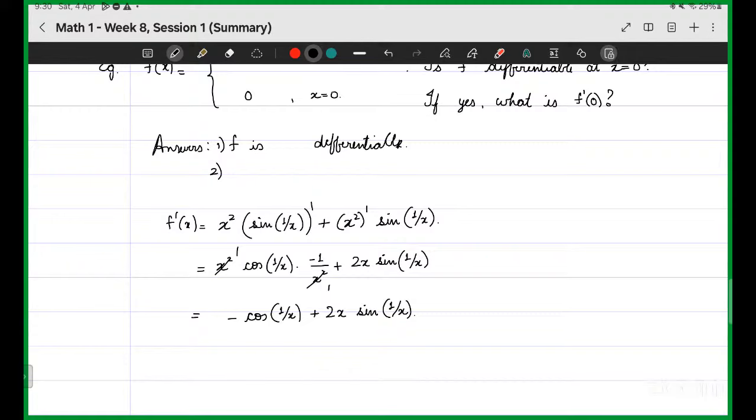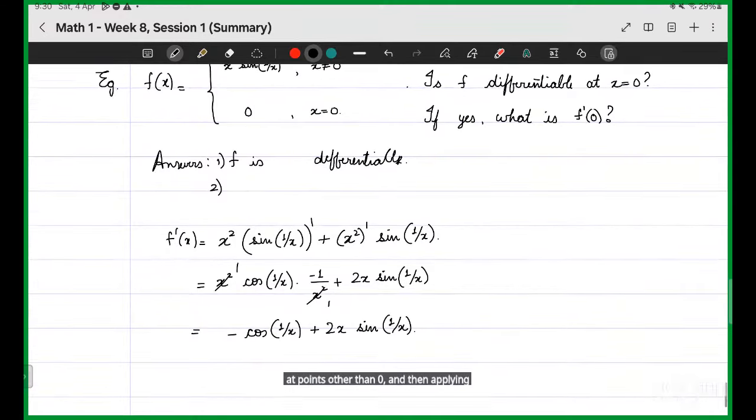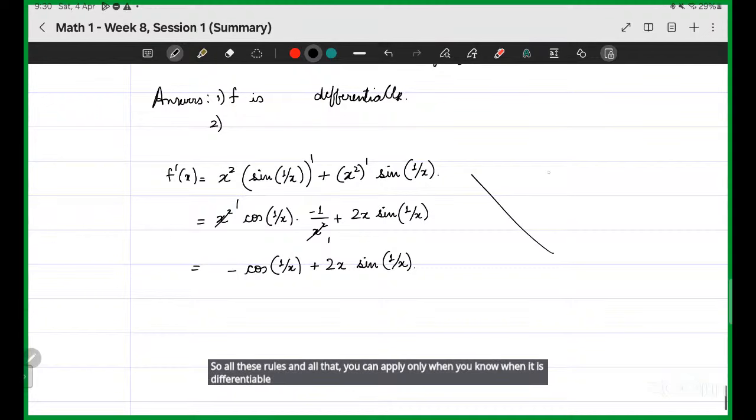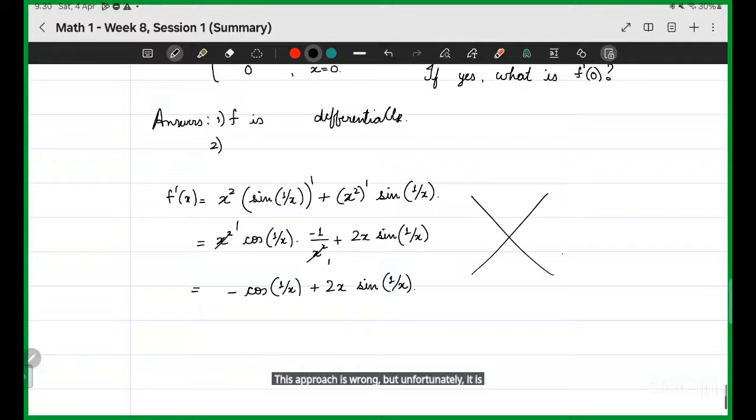Then maybe applying the first principle in this way, finding the derivative, may not be useful always. Yeah, so it's not just that it's not useful. This is the wrong way to do it. You're differentiating the function at points other than 0 and then applying 0. That does not work. All these rules you can apply only when you know it is differentiable. So this is wrong. This approach is wrong, but unfortunately it is common.